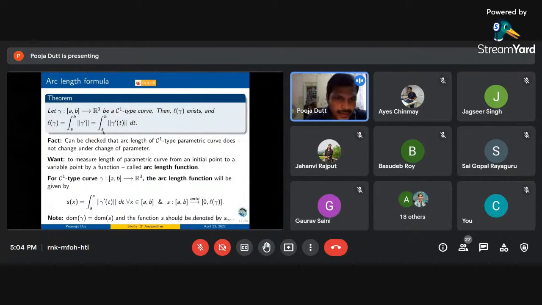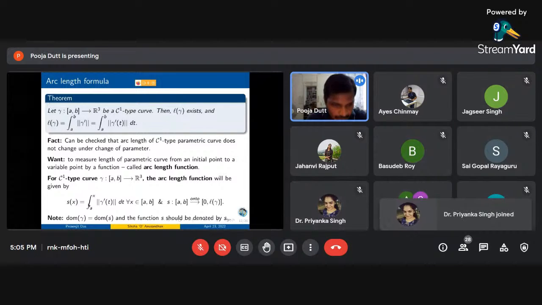Obviously, if I put it from a to x, then I'll be getting that portion's length, and hence it will define a function. So s of x I'll define as the integral from a to x, where x is in between a and b somewhere, of the norm of gamma prime t dt. Then this is a function which will be exactly serving the purpose.